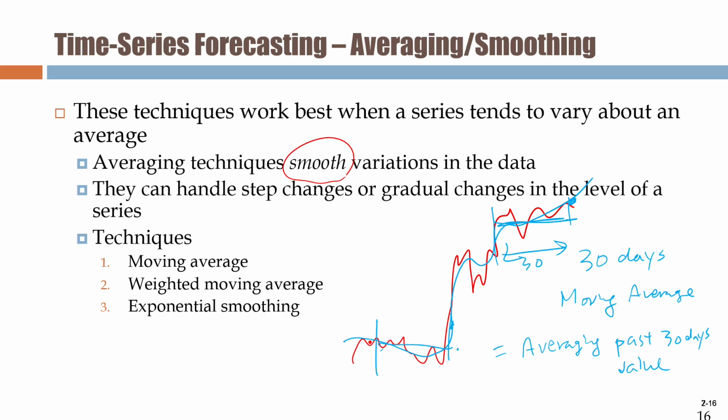So what is the problem with the moving average? There is a kind of delay, because you are calculating the average. Your current forecast is the past 30 days average, right? So when the data keeps going up, your moving average is always moving up with a lag. There's a time delay.